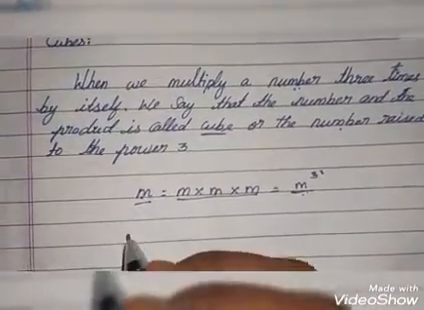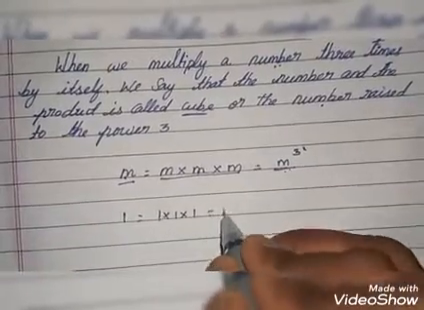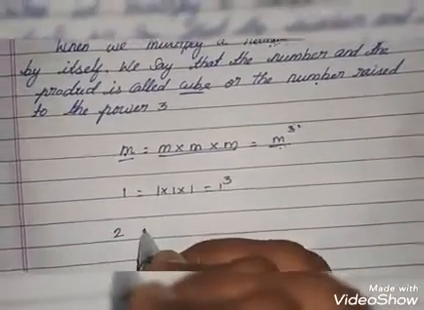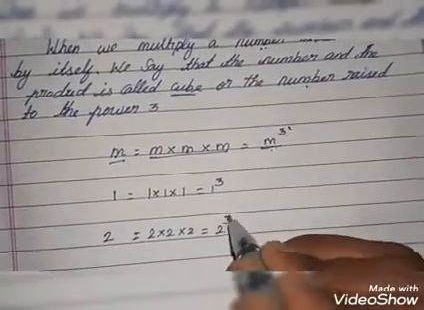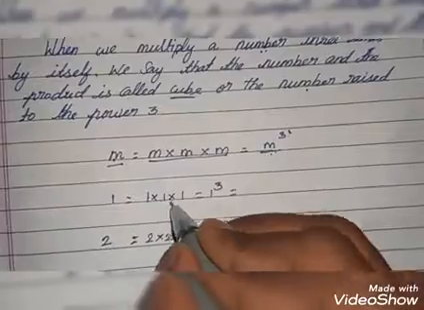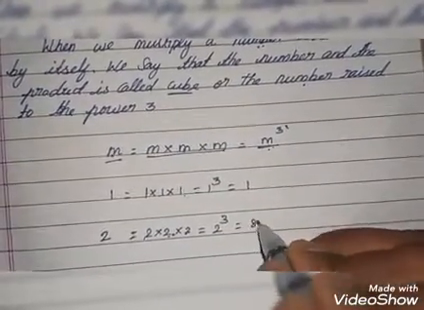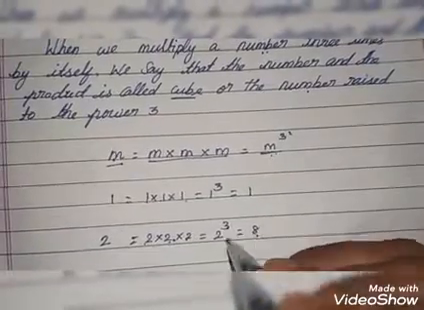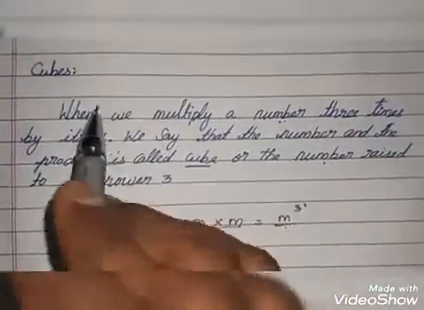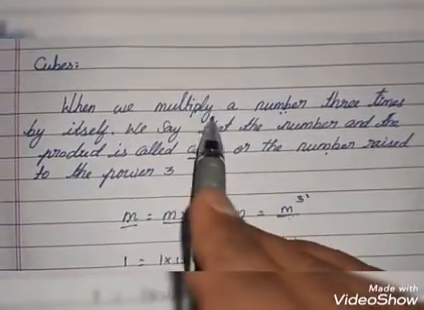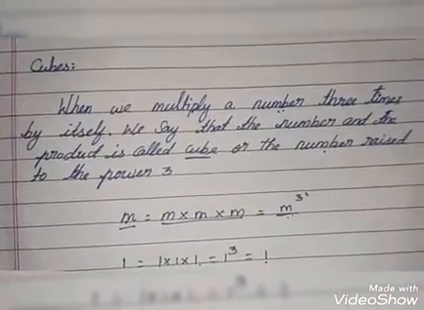The same way, 1 can be written as 1 into 1 into 1, equal to 1 cube. 2 into 2 into 2 is equal to 2 cube. The value of 1 into 1 into 1 is 1 only. 2 2s are 4, 4 2s are 8. So the value of 2 cube is 8. The cube of 2 is 8, the cube of 1 is 1. So now you know what is meant by cube: when we multiply a number 3 times by itself, the product is called a cube.